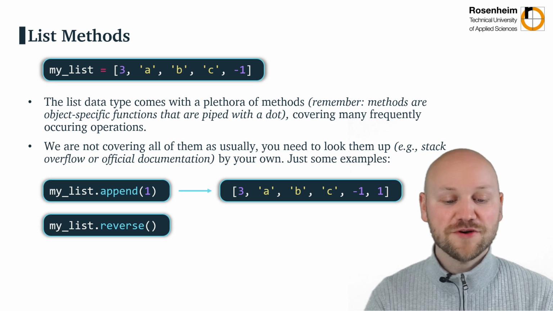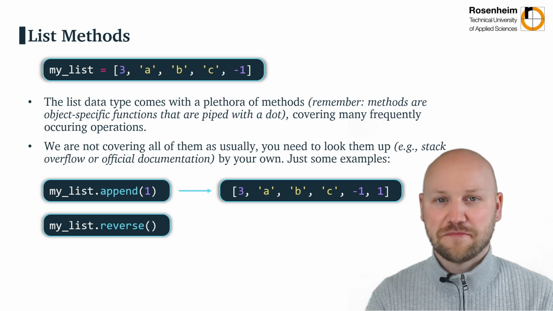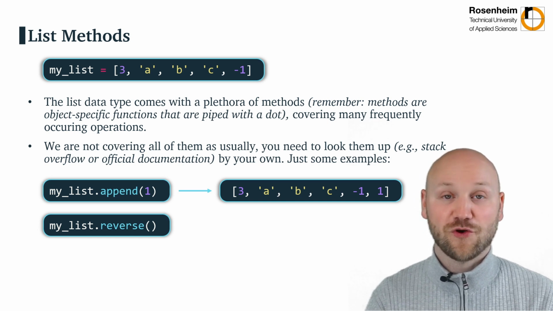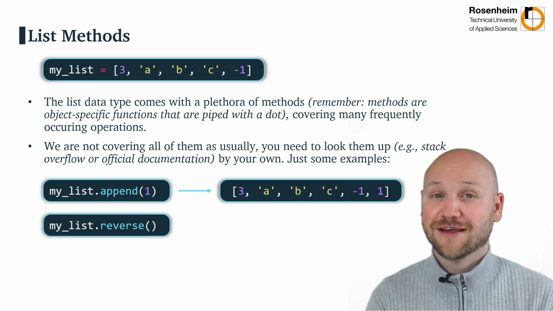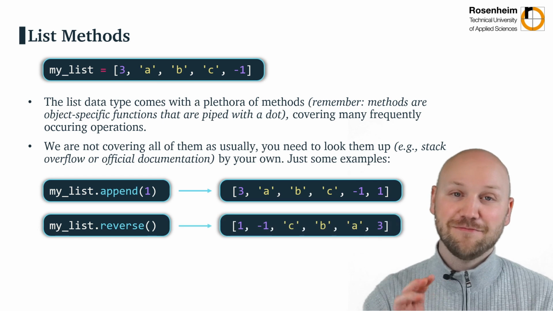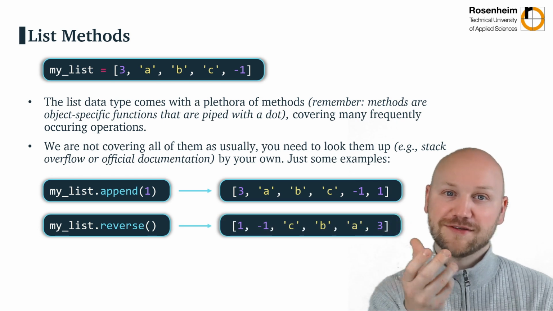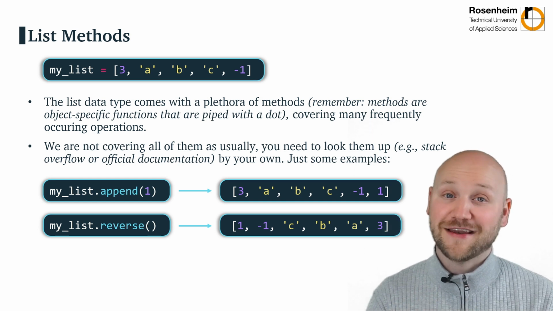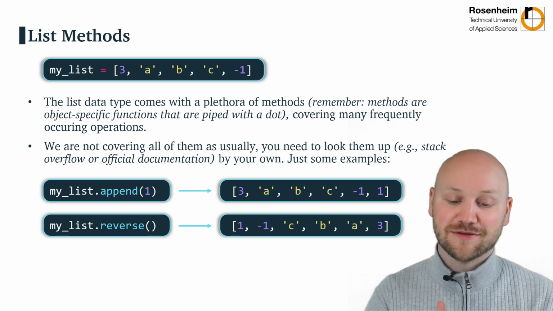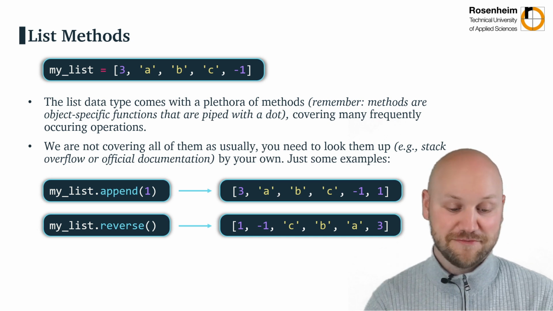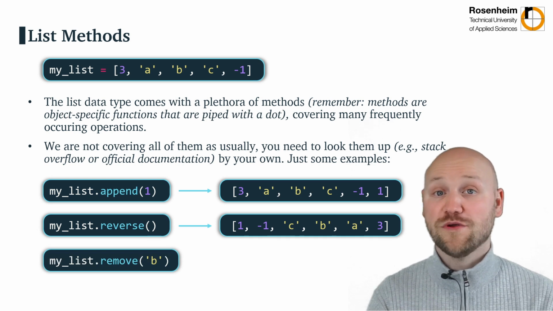There's also reversing it. There's no argument for that method right now, reversing does not need any argument. So my_list.reverse() returns a reversed version of the list. We simply make a horizontal flip of that list. So now we have 1, that's what we appended in the last command, then -1, C, B, A, 3, so it's just the list horizontally flipped.